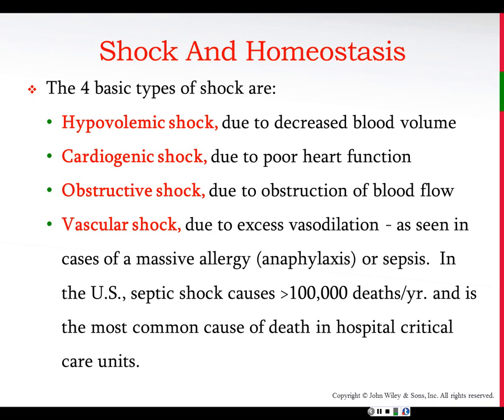Obstructive shock is something that occurs when you block off the flow of blood to a given area. It would be what's seen when we consider the condition of a pulmonary embolus. The embolus blocks blood vessels leading to the lungs, leading to shock.